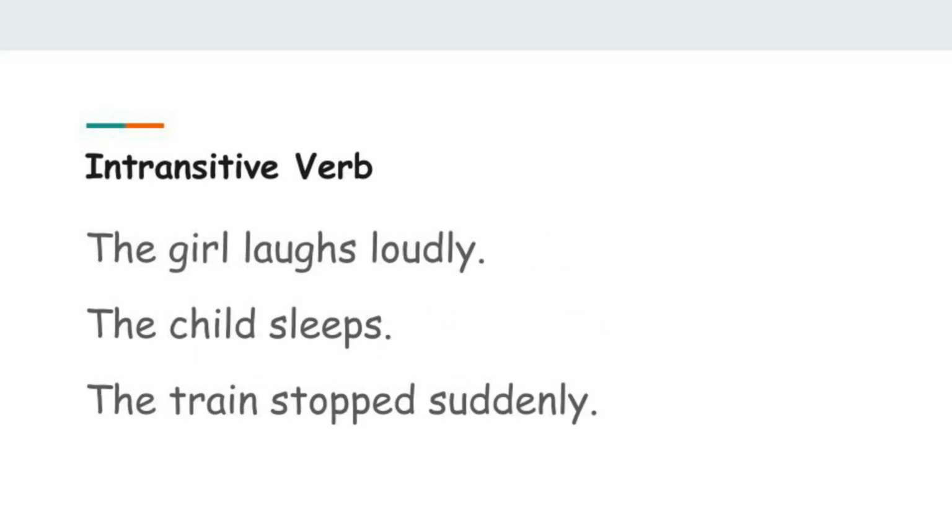Intransitive verbs. The girl laughs loudly. There is no object in the sentence, so laughs here is the intransitive verb. The child sleeps. The train stops suddenly. In both sentences, there are no objects. So keep in mind, intransitive verbs don't need to receive an object.